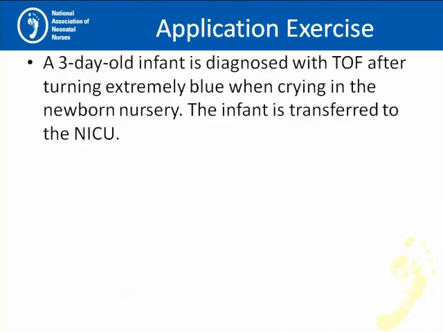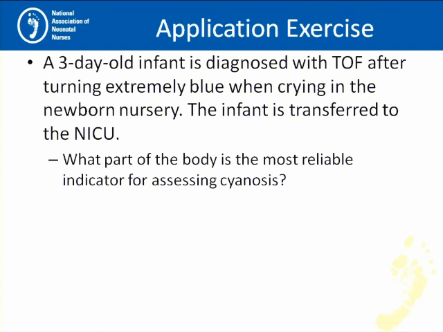A 3-day-old infant is diagnosed with tetralogy of Fallot after turning extremely blue and crying in the newborn nursery. He is transferred to the NICU. What part of the body is the most reliable indicator for assessing cyanosis? The mucous membranes, head, or neck area are the most reliable indicators of cyanosis. Color in the periphery, which is the hands or feet, is more susceptible to change due to vasoconstriction, temperature, or pain. Color in central areas, the head, neck, and mucous membranes, is less sensitive to these factors.